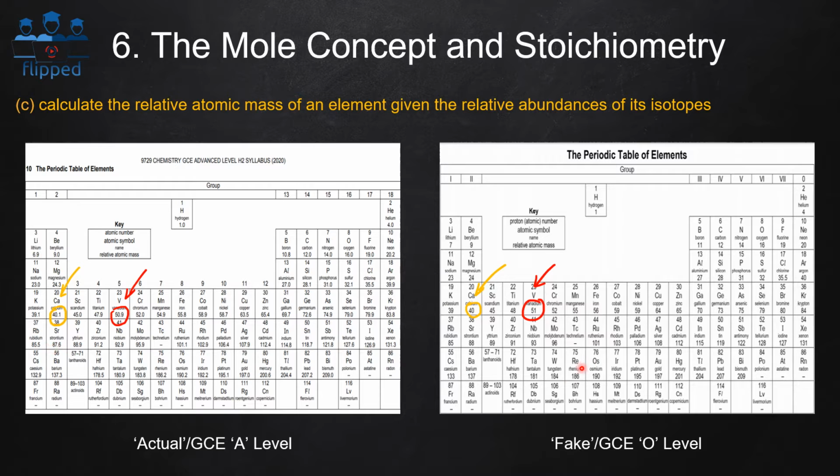It tells us that O level actually rounds off the decimal place to the nearest whole number to give us a simplified version of a periodic table. That's why some people call it the fake one, because it's simplified. Whereas the actual one is what we are interested in in the A level syllabus. So this video focuses on how to calculate this number. How do I get 40.1? How do I get 50.9, etc.? And I'll teach you how to do it.